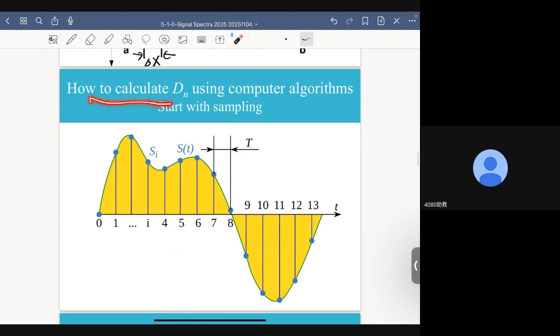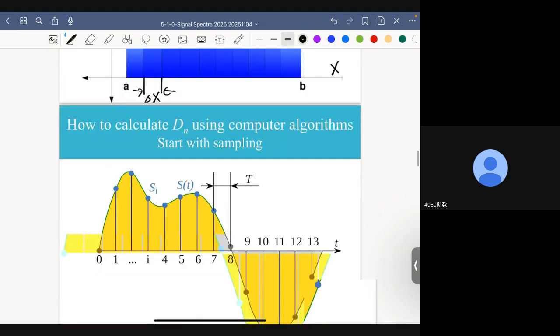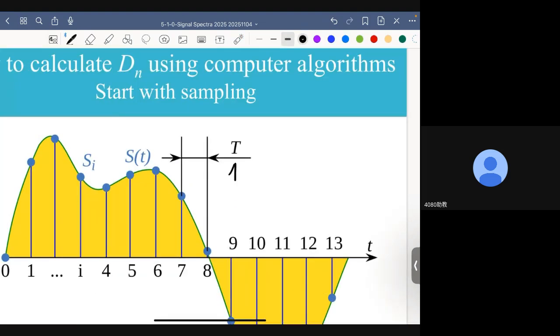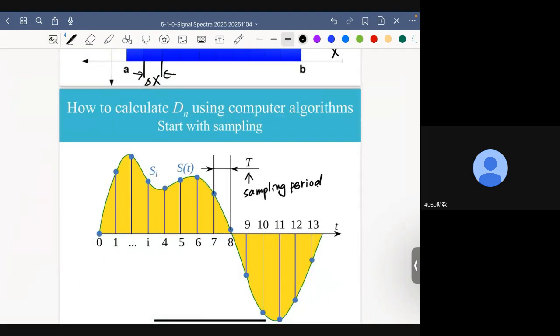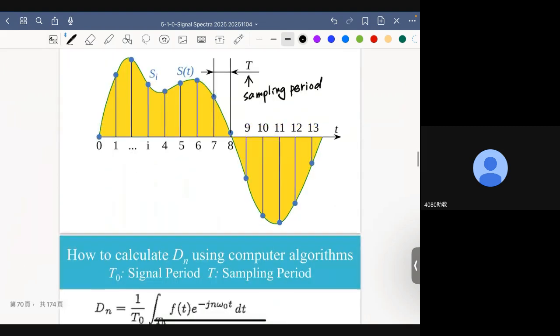So how do we calculate Dn using a computer algorithm? Start with sampling. What I need to do is first determine a sampling period. So T is the sampling period. Note that in signal processing, usually we need to deal with two periods. The first period is the signal period, the period of a signal, okay?